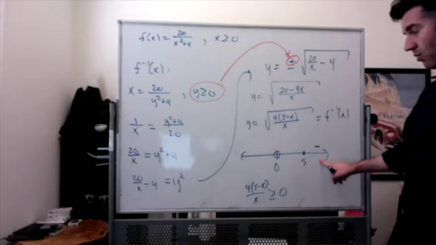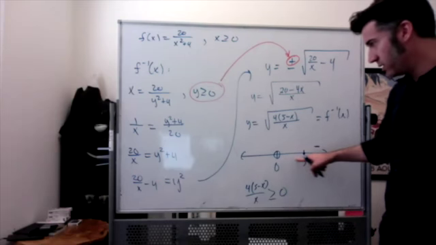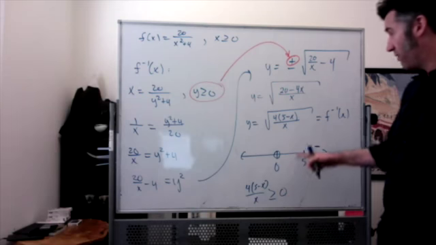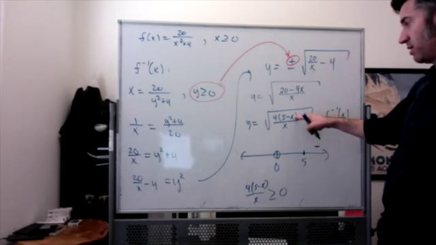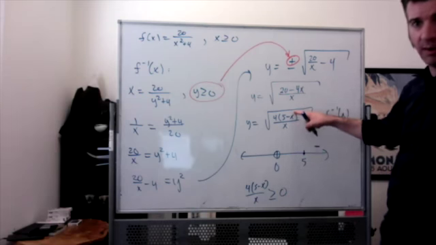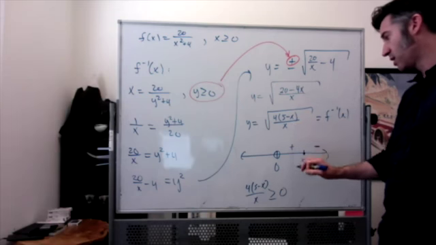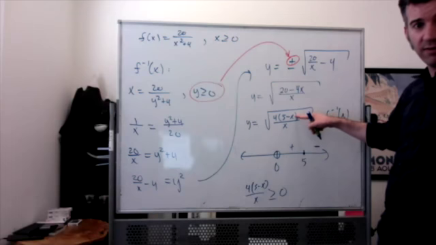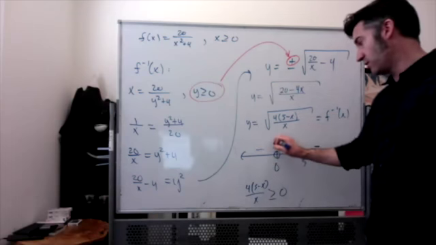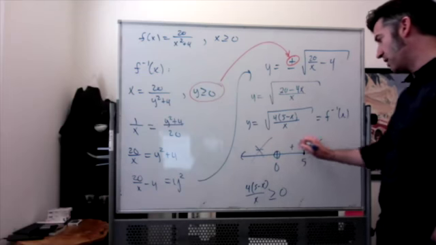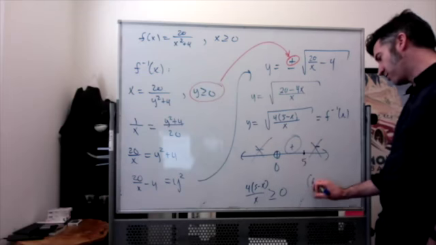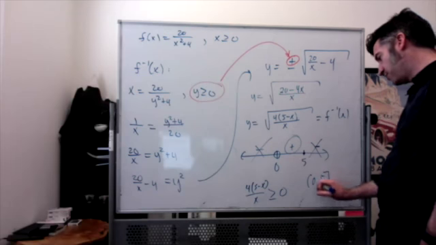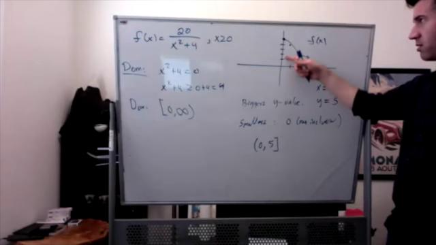I don't want this stuff out here. Check in between 0 and 5. Pick the number 1. If x is 1, 5 minus 1 is positive. 1 is positive. A positive over a positive is positive. Pick something over here like negative 1. 5 minus negative 1 is positive. Negative 1 is negative. Positive divided by negative is negative. So I don't want this. I don't want this. I do want this. I want everything from 0 to 5. Oh, look. That's the same as what we saw graphically.